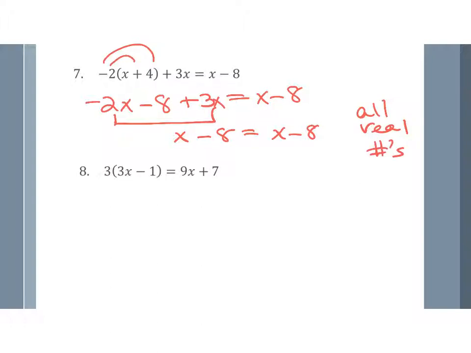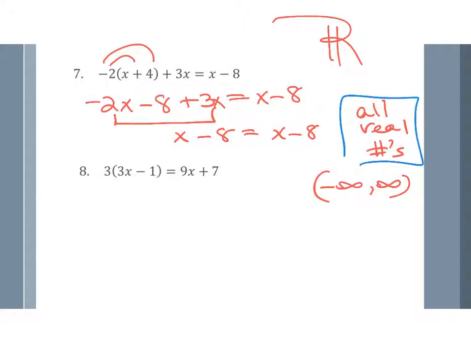Symbol for all real numbers: if you make a capital R and then put another line down, that's the symbol for all real numbers. Later on, we're also going to see negative infinity to positive infinity. That'll be coming up when we start learning interval notation. But for now, you can just write out the words all real numbers.